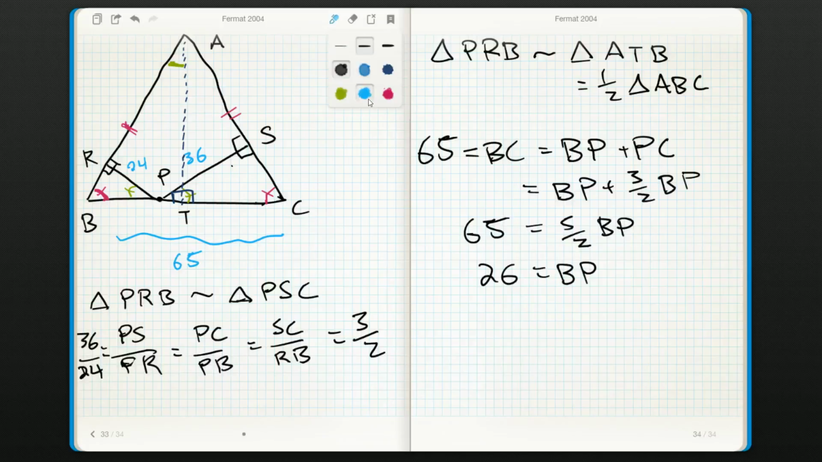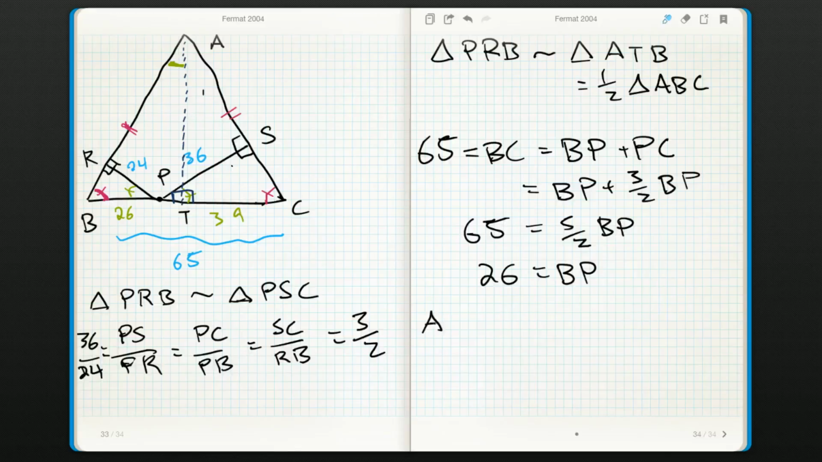Okay, so 26, that's fine. Put a 26 down here. And then what's left over? 39, right? Okay. Is that enough to work out ratios? Because if I knew the ratio, I could figure out what AT is. Ultimately, what I want is just AT. If I could get the length AT, that'd be fine.